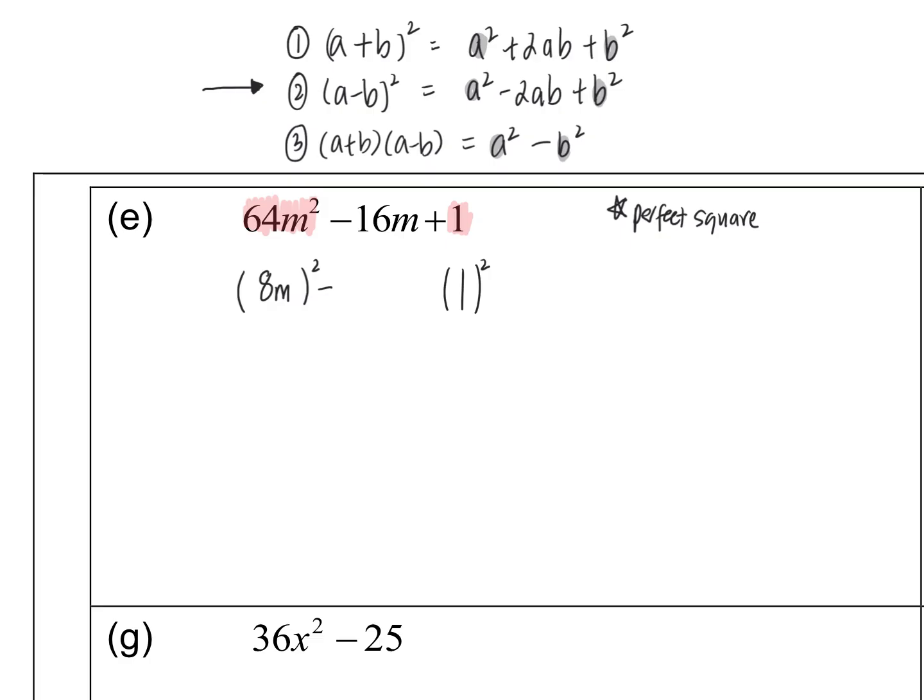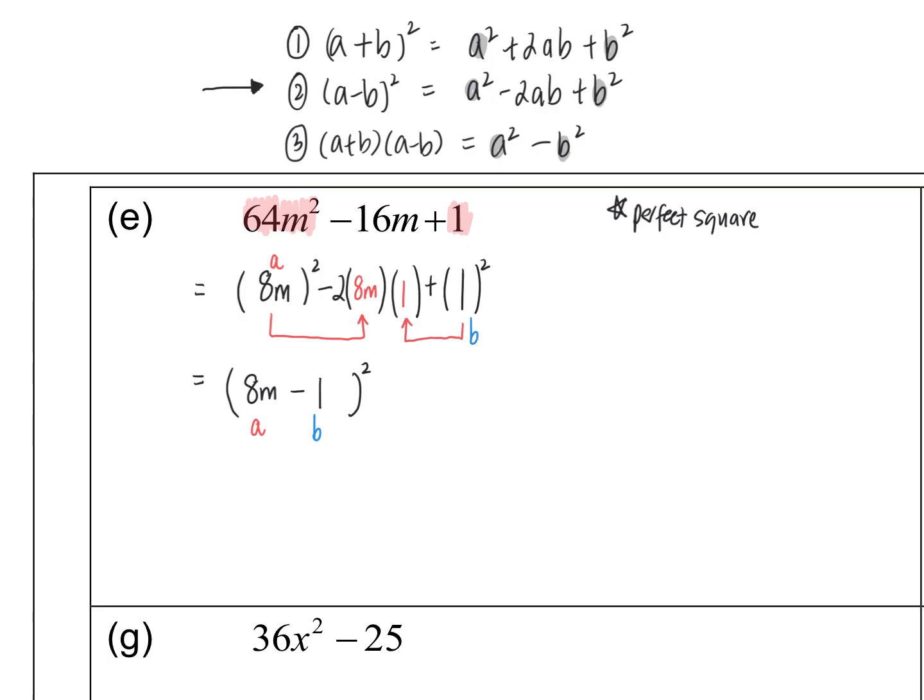And then in the middle, I know I need a 2ab. So my a is already out, so I put it in 8m. My 1 is over here. All I have to do is to check. Is my middle term 16m? Yes, right? Then I know I can factorize using number 2. So it must be (a minus b) squared. So this is my a. This is my b.